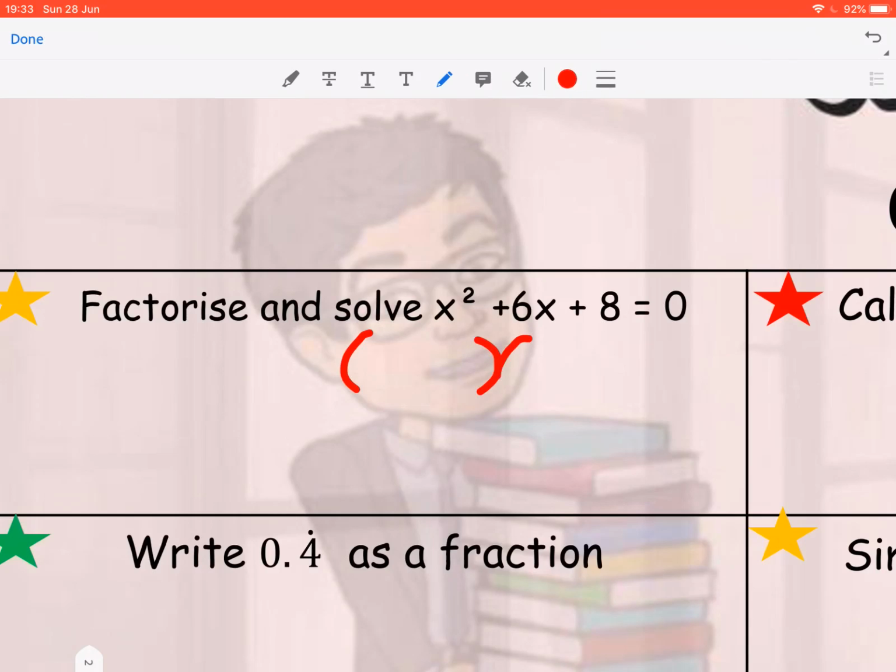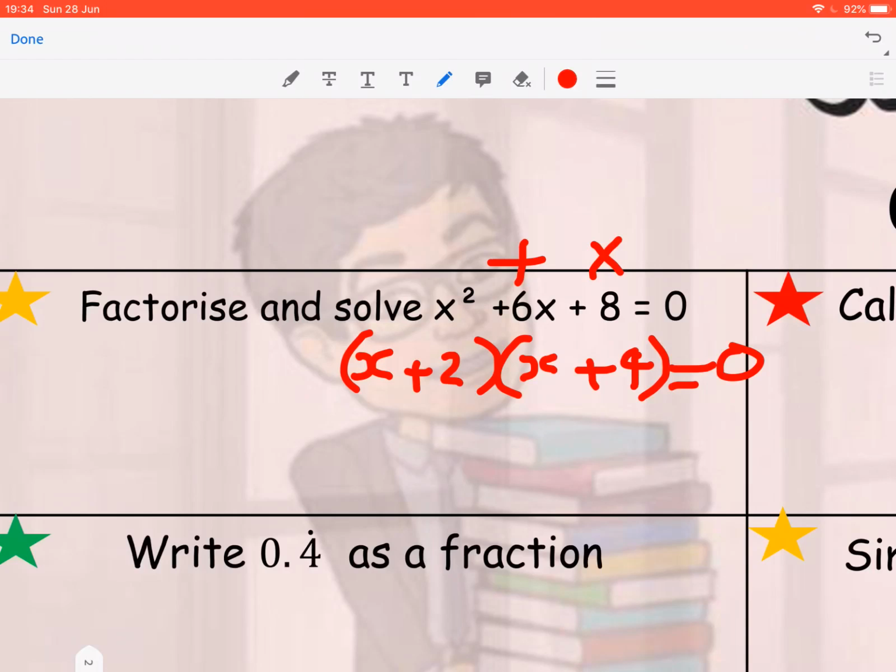So I'm going to put this into a double bracket, and it's still going to be equal to 0 like it is in the question. So I'm going to have x and x. Now we need to find two numbers to fill our bracket. They're going to multiply to make 8 and add to make 6. They're both positive, so this is a really easy one. The numbers I'm thinking of are x plus 2 and x plus 4. They add together to make 6 and multiply together to make 8. So that's our brackets filled in.